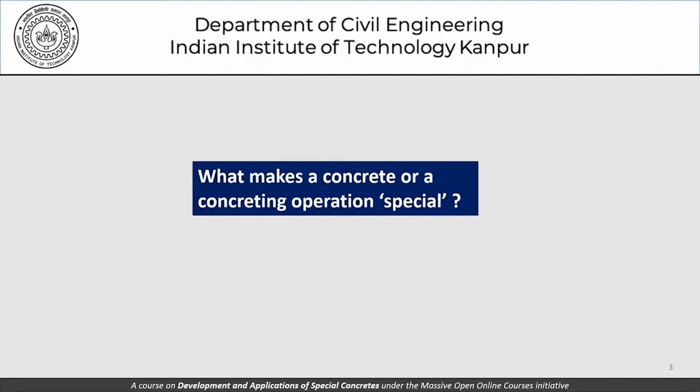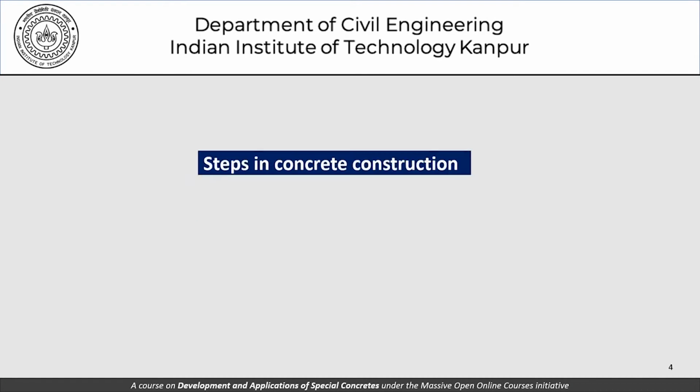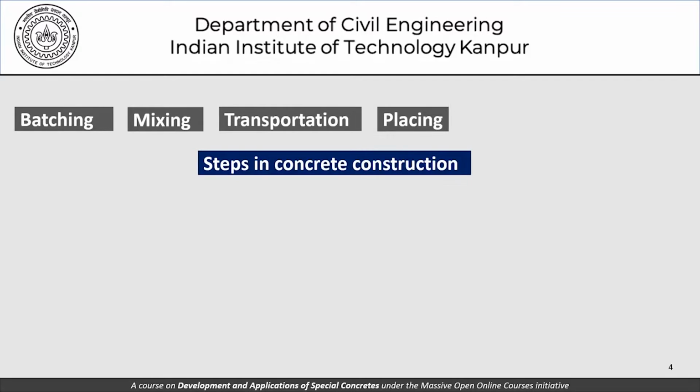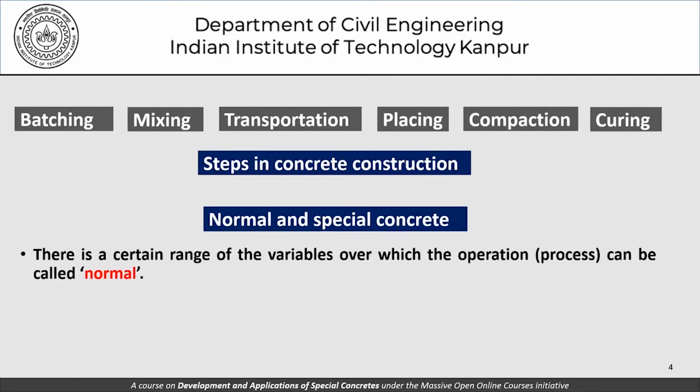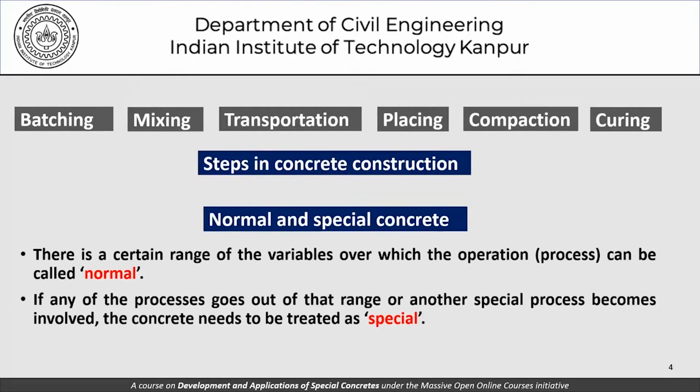So what makes a concrete or a concreting operation special? We've already seen that there are different steps involved in concrete construction: batching, mixing, transportation, placing, compaction and curing. As far as the difference between normal and special concretes is concerned, there is a certain range of the variables over which the operation or the process can be called normal. If any of the processes goes out of that range, or another special process becomes involved, the concrete needs to be treated as special, and all the other processes need to be readjusted or revisited.